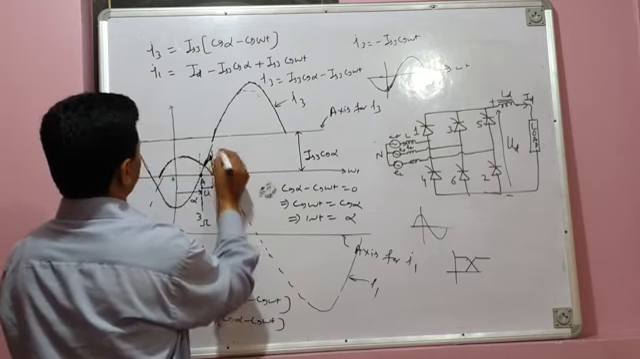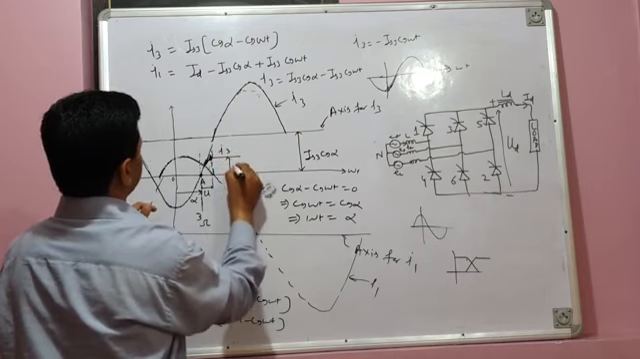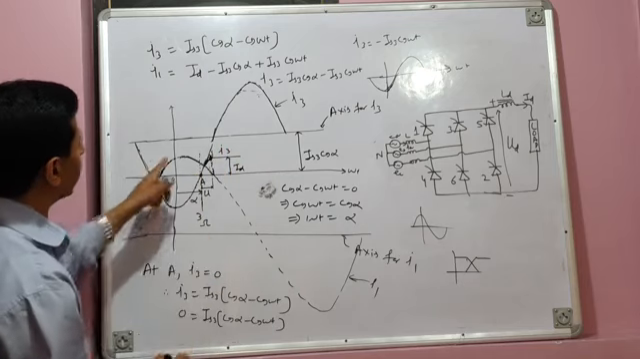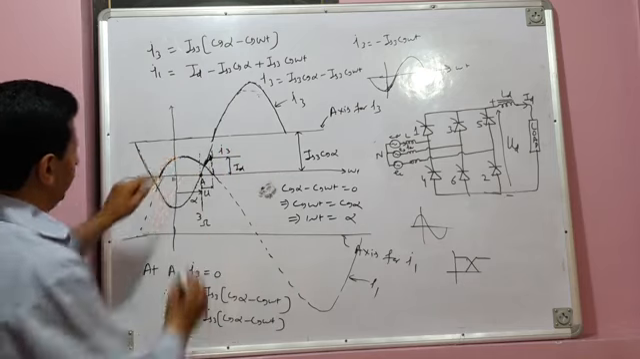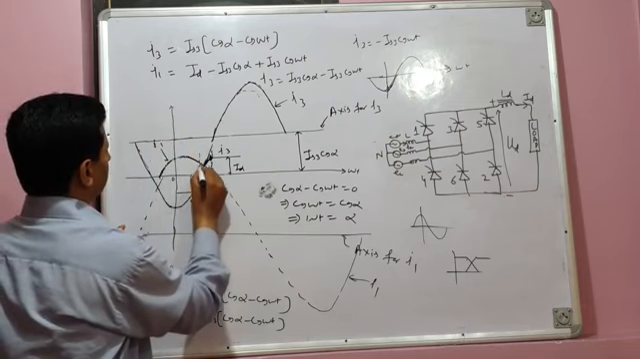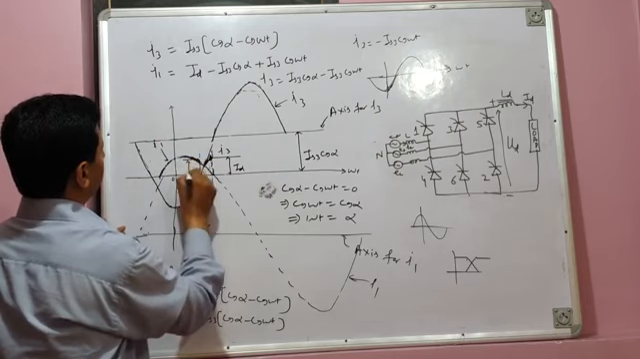And once this commutation overlap period is over, this I3 becomes equal to ID. And before this commutation overlap, I3 was 0. So what was the current before commutation overlap? I1. This is I1. I1 was flowing. And I1 before commutation overlap was equal to ID.